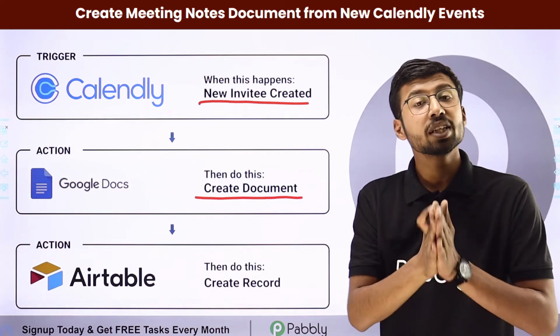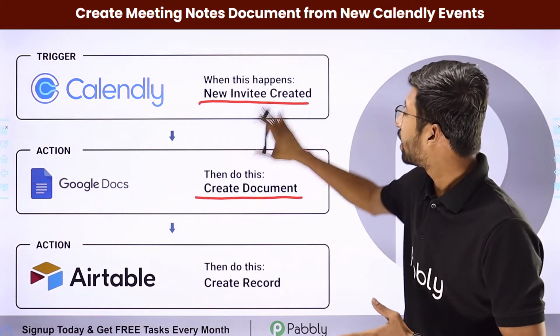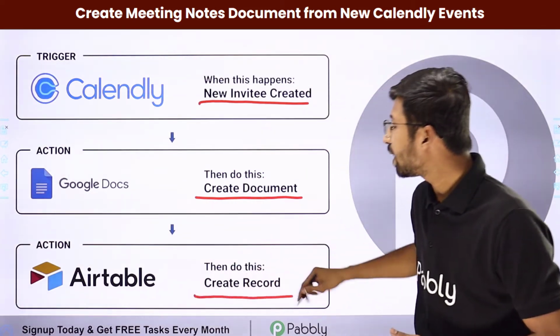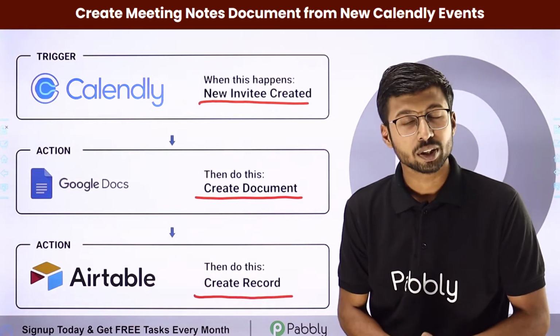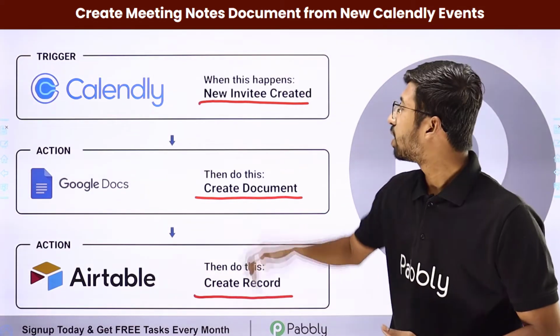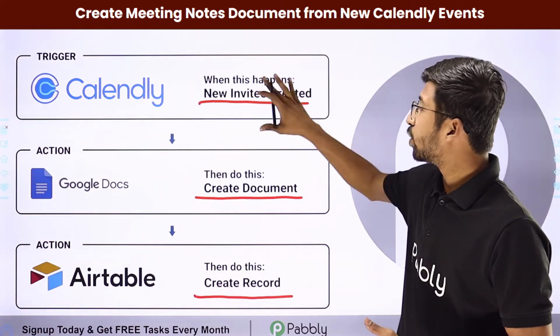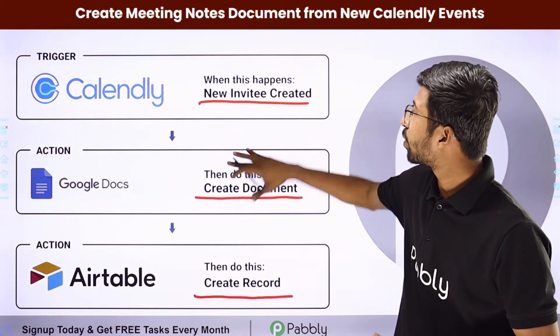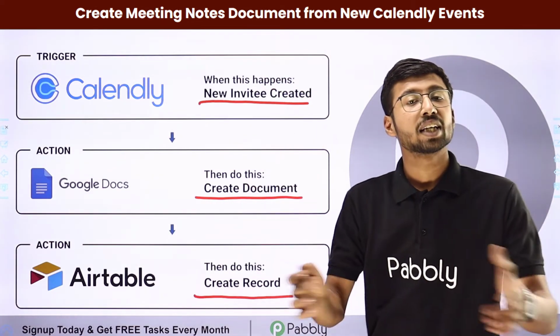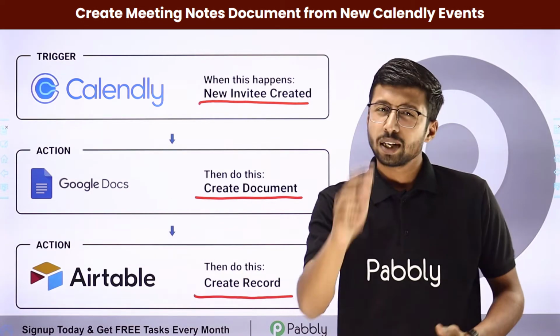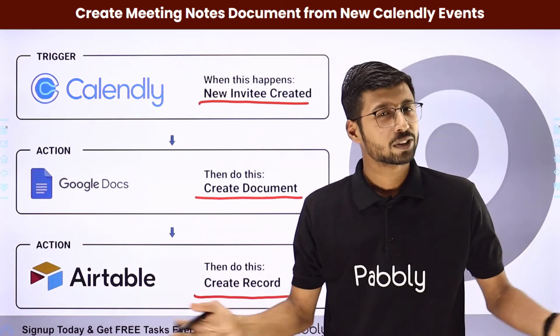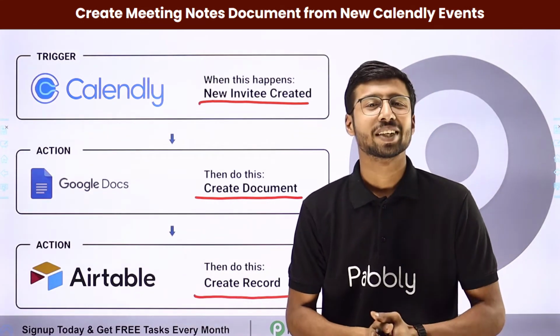And at last, using this same automation, we are going to enter all of these details into an Airtable database to create a new record over there. So guys, using this automation, we are going to get a new invitee, a new appointment, and using those details, we are going to create a meeting note document and at last enter the details in Airtable. Now guys, how can you set up this automation? To know this, you have to come with me to my screen.